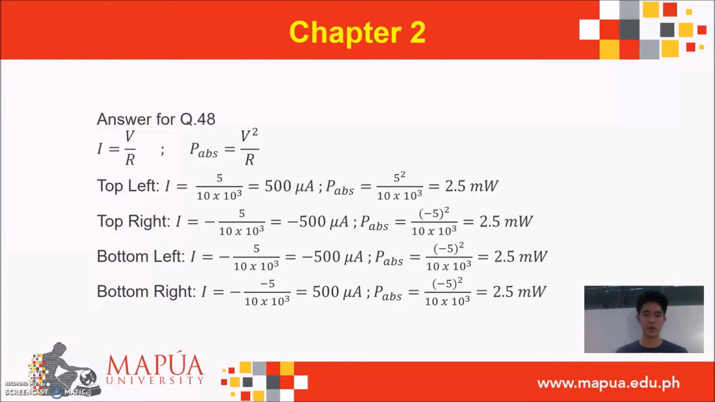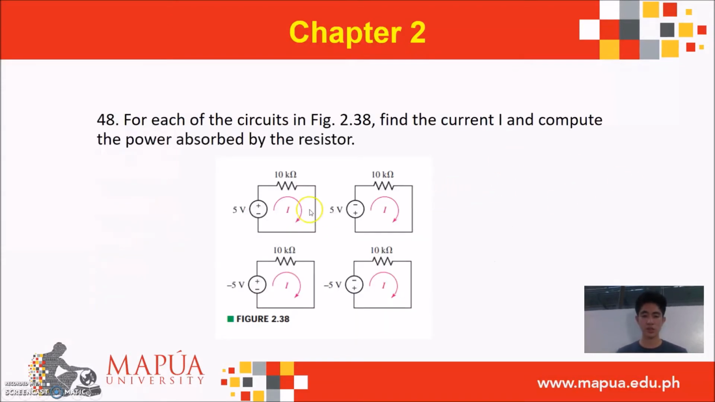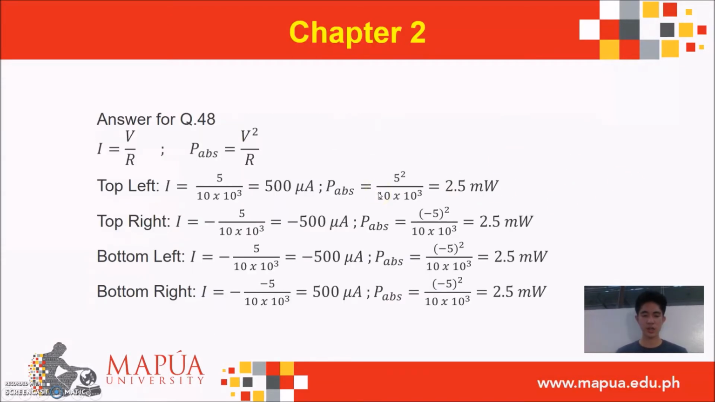For the top right portion, we will again use the same formula. By substituting, I equals negative 5 over 10 times 10 to the cube, which equals negative 500 microamperes. For the power absorbed, the quantity negative 5 squared over 10 times 10 to the cube equals 2.5 milliwatts. For the bottom left, again by substituting, I equals negative 5 over 10 times 10 to the cube, so I equals negative 500 microamperes.